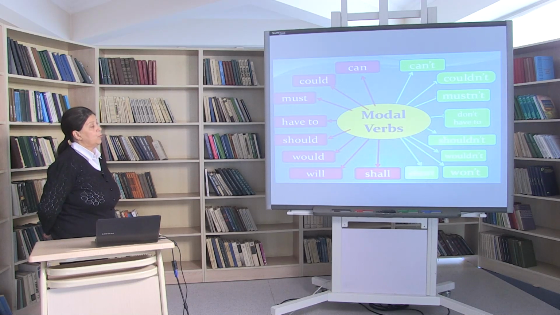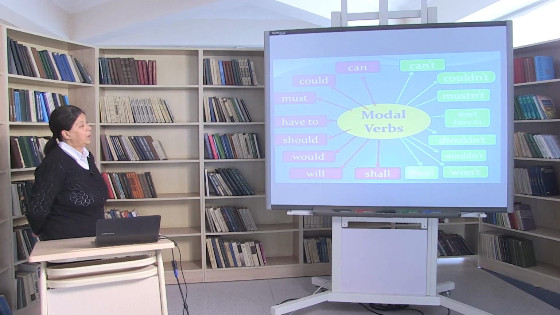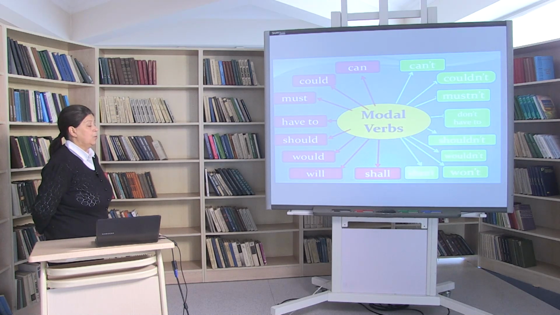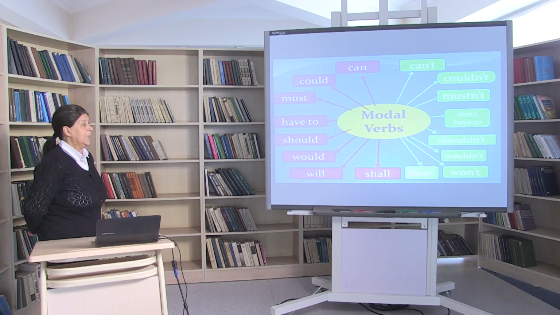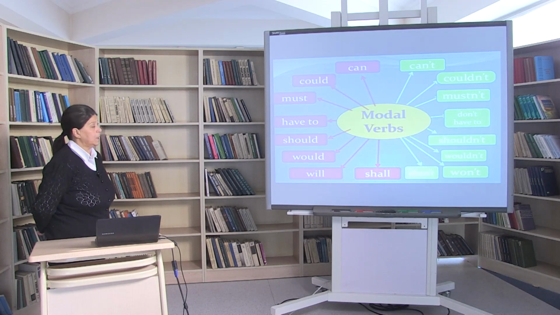Must is used in the following cases. Must expresses prohibition, obligation. For example, you must not park your car here. Here, must expresses prohibition. Or you must attend all the courses.